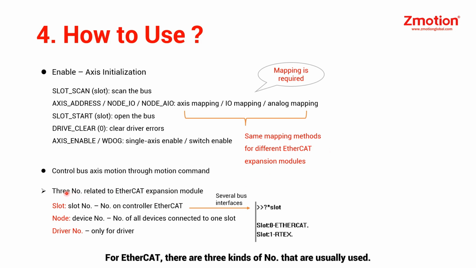For EtherCAT, there are 3 kinds of numbers that are usually used. Number 1, slot number. It is the number of the controller EtherCAT interface. Default is 0. And when there are multiple EtherCAT bus interfaces, corresponding numbers can be checked through this command. For controllers with only one EtherCAT interface, the slot number is 0. For controller with dual bus, the slot number of EtherCAT is 0, of RTEX is 1.